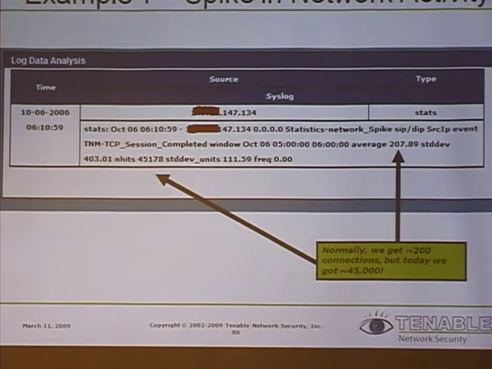What does this mean? Does this mean the Red Army, China hackers are attacking? Or does this mean that your DNS server has just failed and this is the backup DNS server? All this says is you've had change, right?